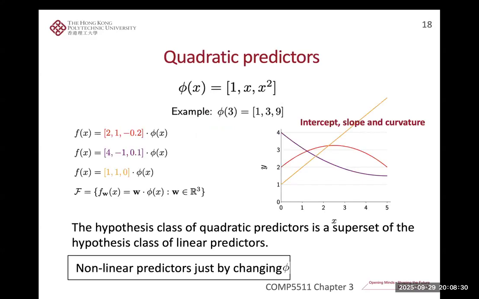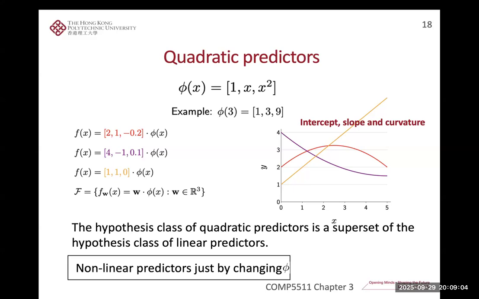Let's take a look at this feature extractor. Instead of using 1, x as our feature extractor, we add one more term, x squared. This is our feature extractor. So for a given sample, x equals 3, our feature extractor will be 1, 3, 9, right?